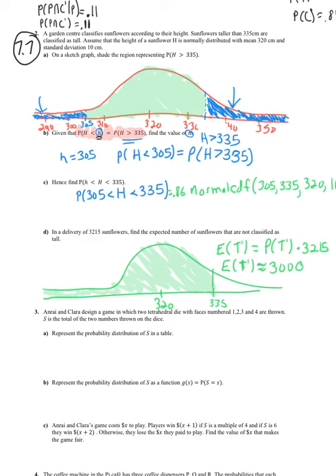How do we find the probability of not being tall? So we do Normal CDF again. Lower bound this time will be negative infinity. Upper bound will be 335. Yep.